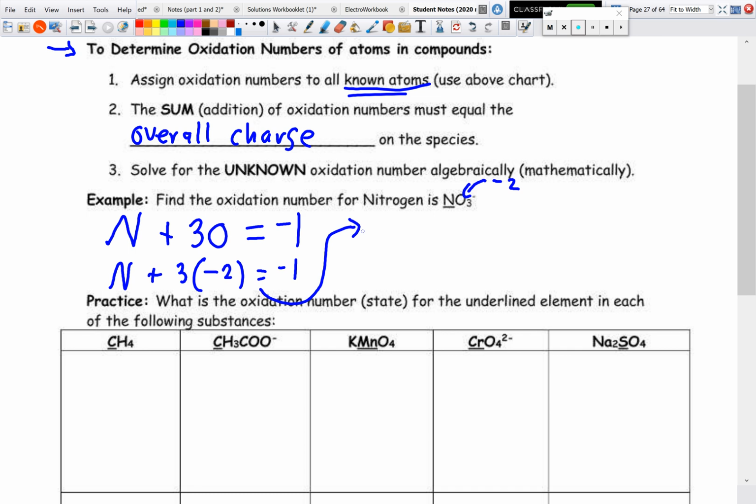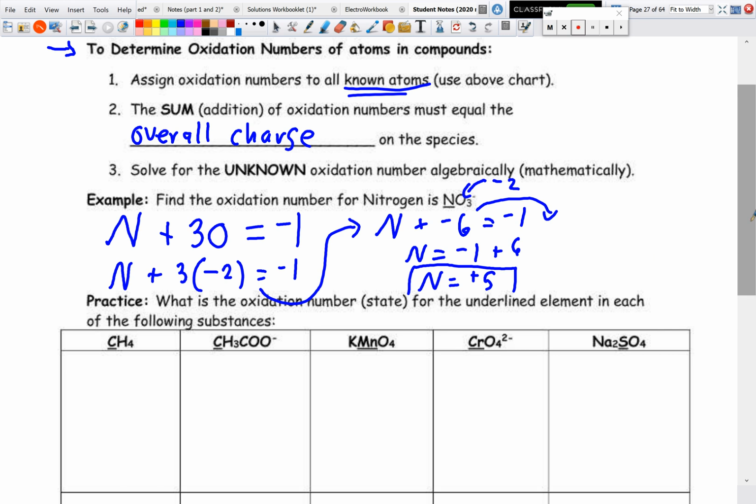I don't have a lot of space to continue going down, so we just keep plugging in. We start simplifying. Nitrogen plus 3 times -2 is -6, equal to -1. We bring this over to that side, and it turns into a positive. Nitrogen is equal to -1 plus 6. Nitrogen, in this case, is going to equal positive 5. Just like that. So all of them are going to be like this.